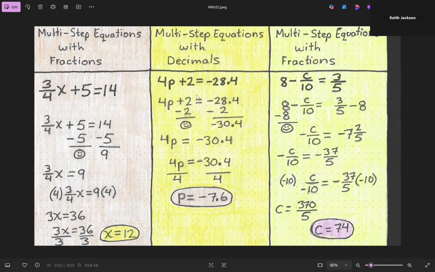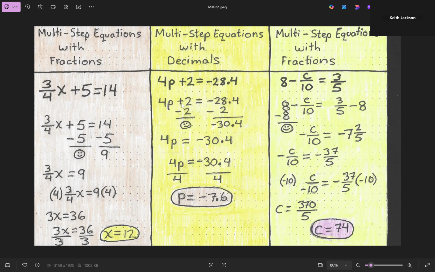Let us move on to the second big example involving decimals this time. We basically do the same operations, okay? And so nothing's going to change as far as that is concerned. And so we have 4p plus 2 is equal to a negative 28.4. And we're going to isolate the 4p first by subtracting 2 from both sides so we can get that happy face 0 on the same side of the 4p.